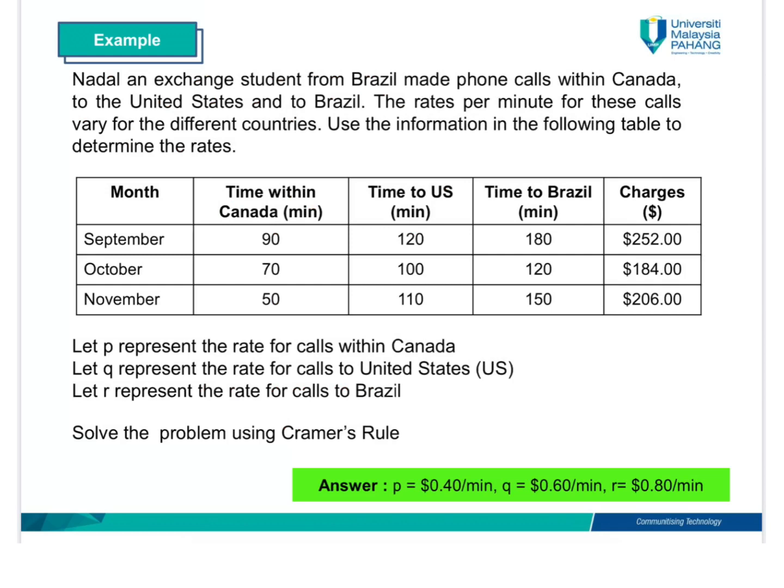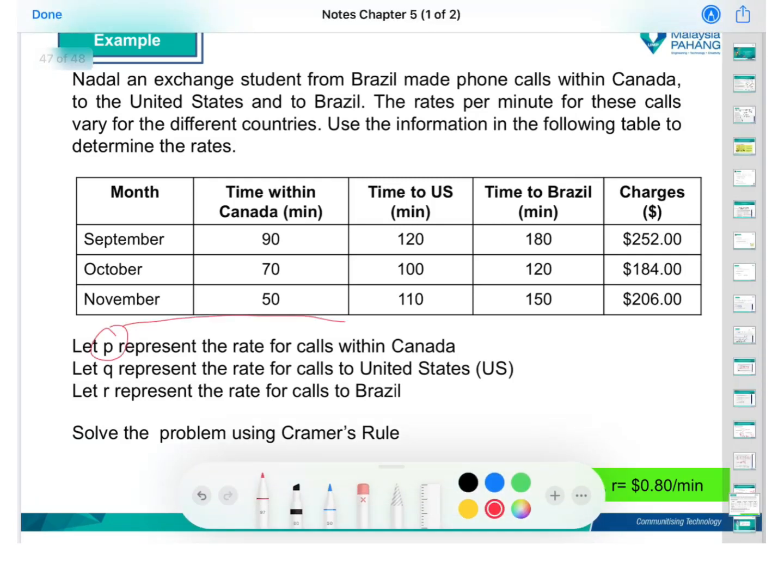An example: Nadal, an exchange student from Brazil, made phone calls within Canada, to the United States, and to Brazil. The rates per minute for these calls vary by country. Use the information in the following table to determine the rates. So in September, he calls Canada, US, and Brazil: 90 minutes to Canada, 120 minutes to US, and 180 minutes to Brazil. Canada will be represented by P, the United States by Q, and Brazil by R.